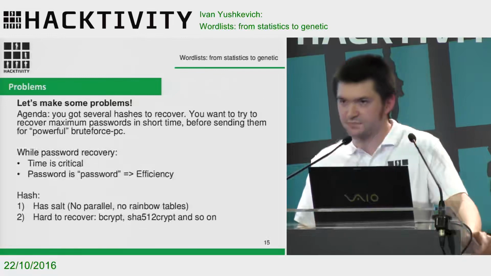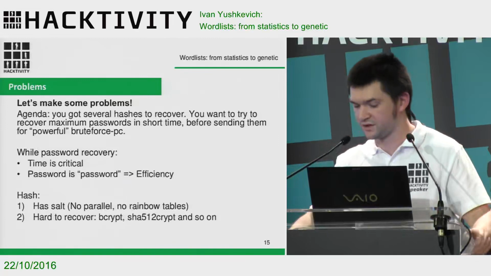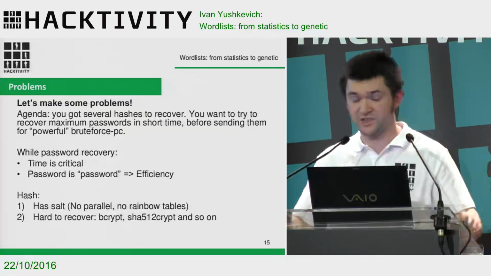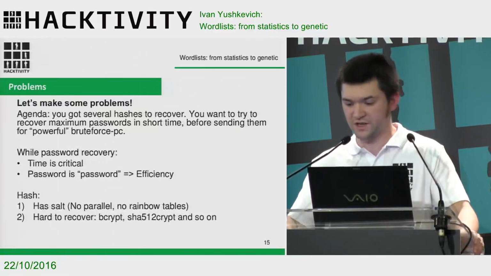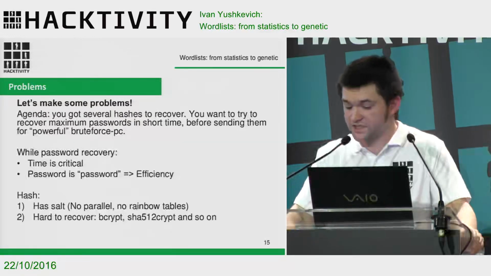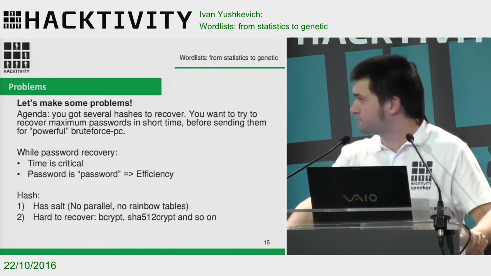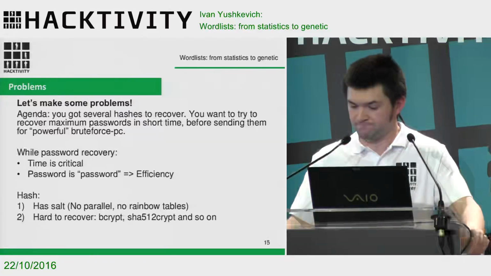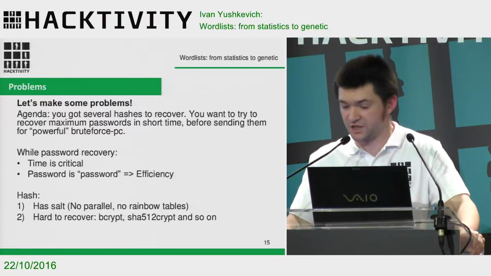So let's make some problems. First of all, during a pen test, for example, I somehow get credentials and I'd like to crack them right now and use the clear text passwords to get access to other servers and data. And if I can't do so, I send them to a powerful rack station or brute force PC. So the time is really critical for me, and I should pick some methods that have much better efficiency.